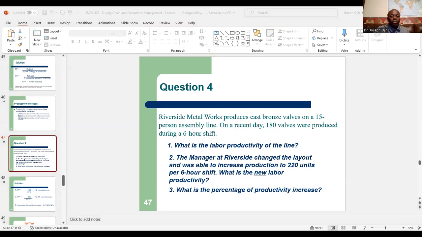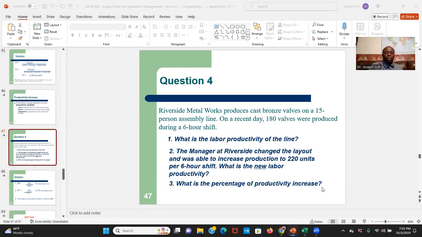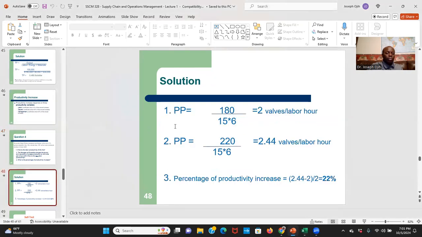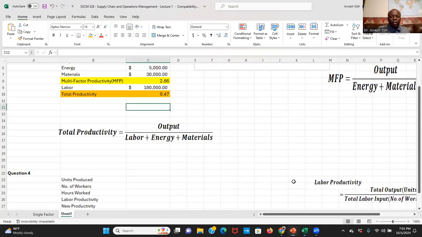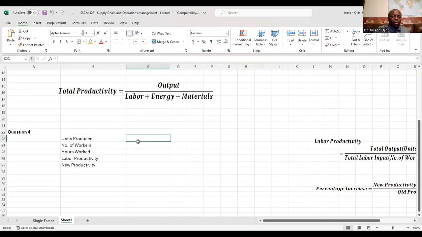If you use a calculator, your results might look like this. Put in the right numbers and get your answers. Now, with Excel, you just put the numbers in. Okay, units produced. As you can see, I wrote them down, which is 100,000 units.